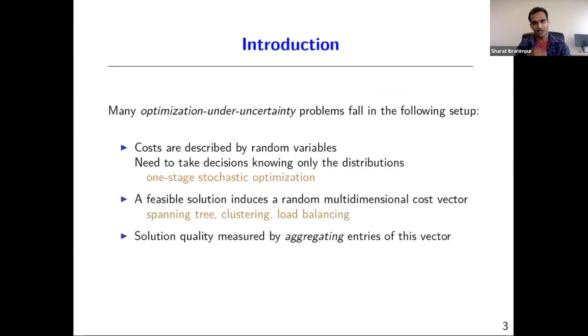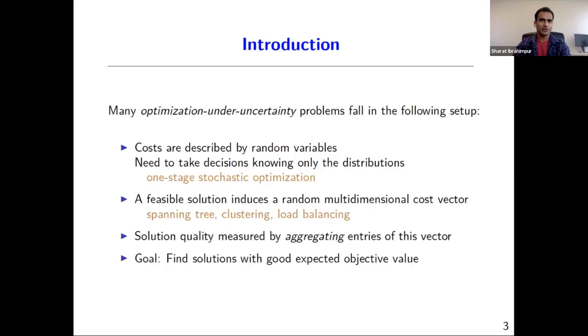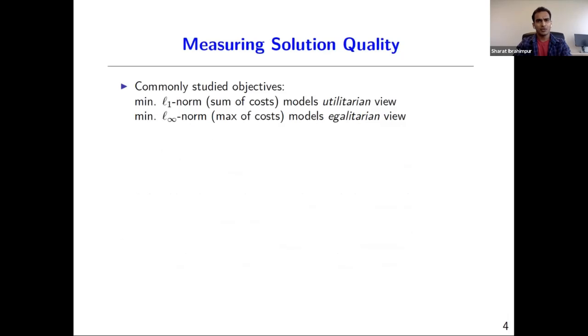We measure the quality of a solution by aggregating entries of the induced cost vector in a certain fashion. And our goal in such problems is to find a solution which has good objective value in expectation. The most commonly studied objectives are min-sum and min-max objectives. Minimizing the sum of cost models utilitarian view, whereas minimizing the maximum cost models egalitarian view. In the context of spanning trees, minimizing the sum of cost leads to the well-known minimum spanning tree problem, and minimizing the maximum cost leads to the bottleneck spanning tree problem.